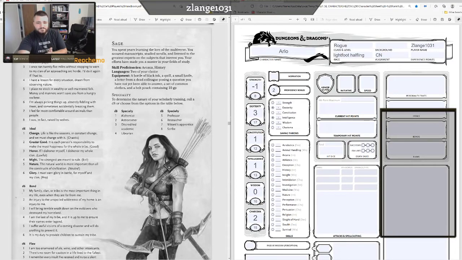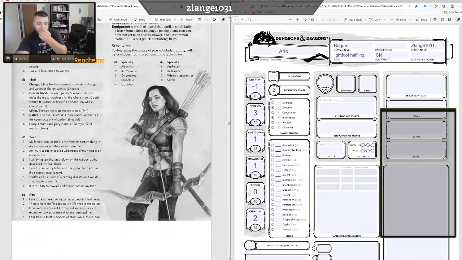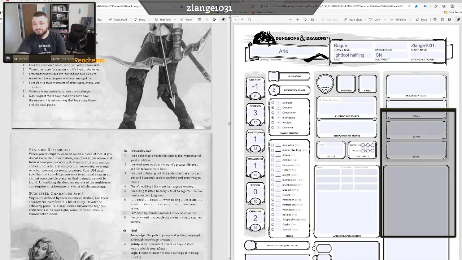Sage, very magic-y. Would be pretty okay if you're going for the magic rogue. We're not.